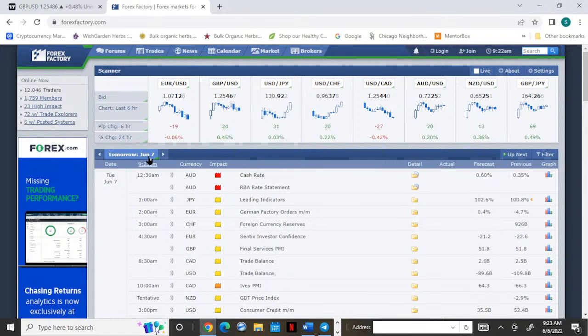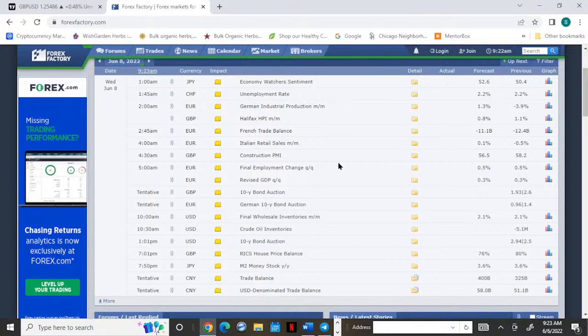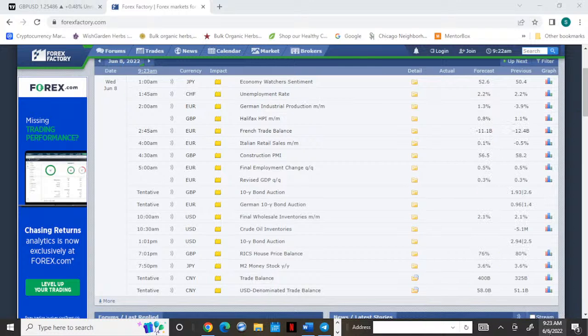Let's see, tomorrow, 12:30, got some high impact news tonight. Not too much of anything else. June 8th. There's no red news. These 10-year bonds can help you if you trade in indices, but that is another subject for another day.